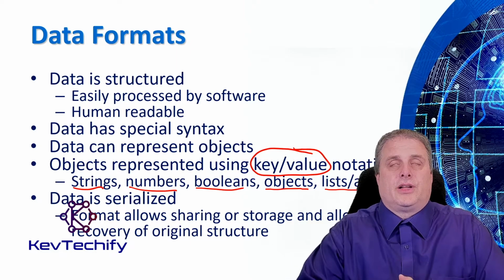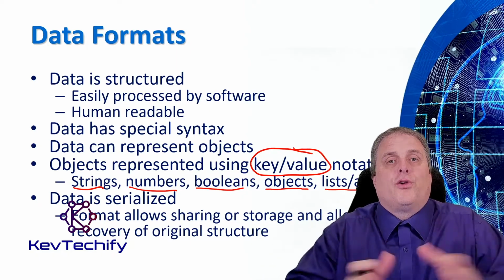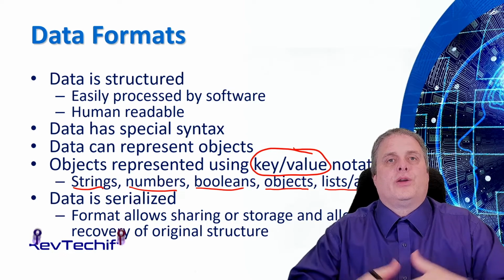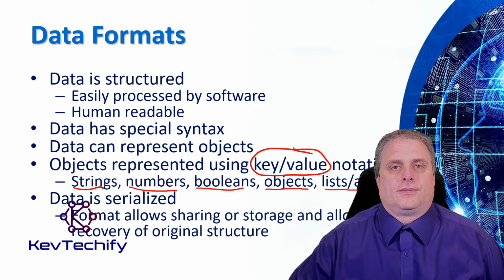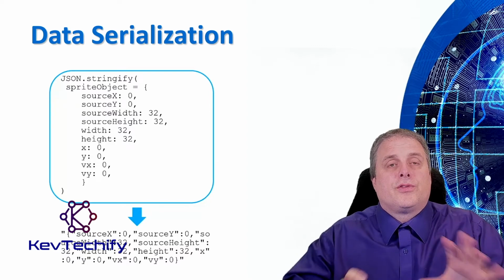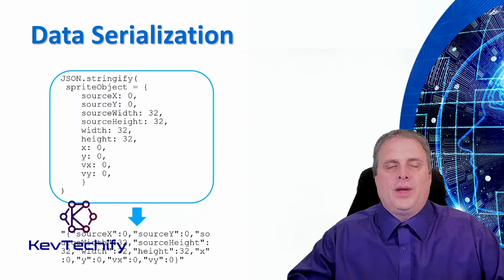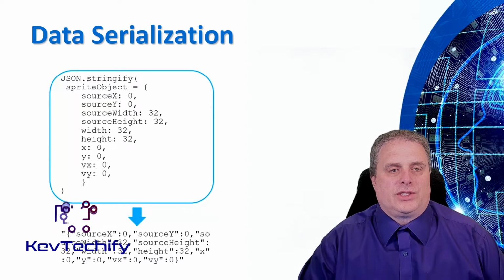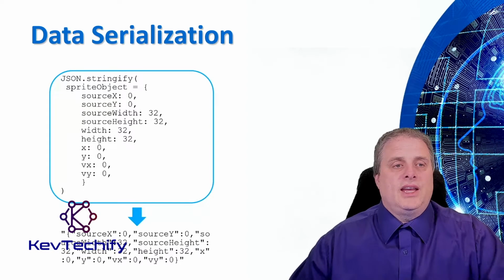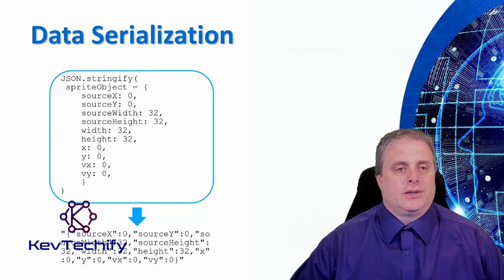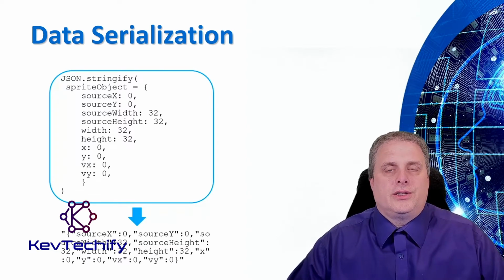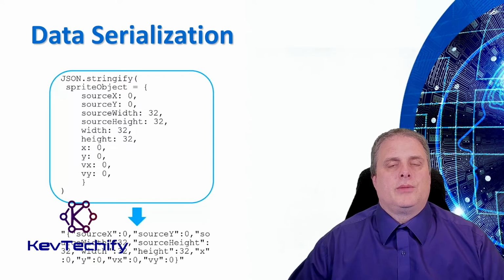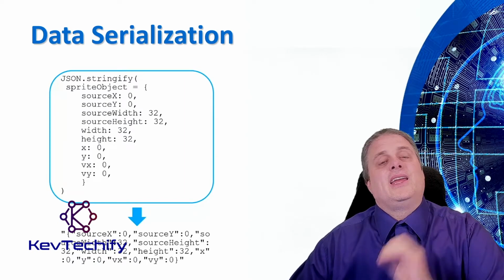Data is meant to be serialized. What this means is it should be formatted in such a way that you can share it or store it, but also allows that recovery of the original structure of that data. Data serialization refers to converting structured data to a format that allows sharing and storage of the data in a form that allows recovery of its original structure. In this case, we have a JavaScript object that is being stringified for being sent over the internet. At its destination, this string can be parsed and can be turned back into an object.